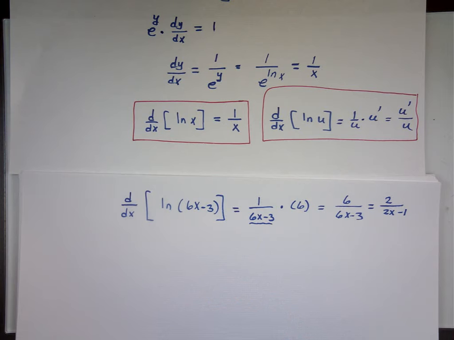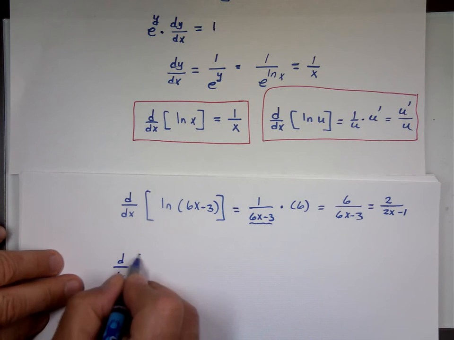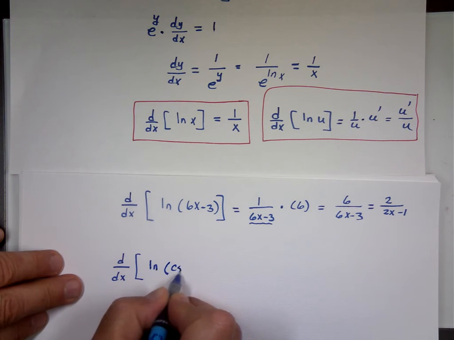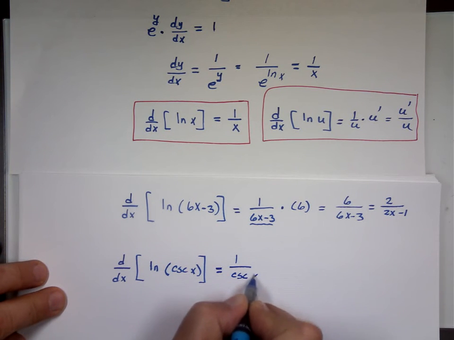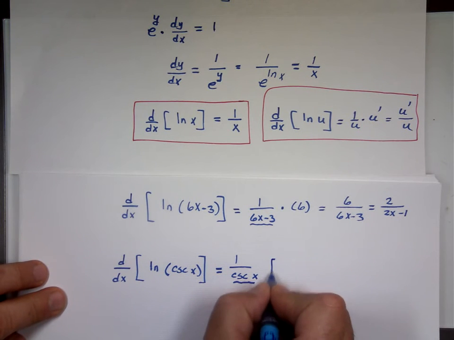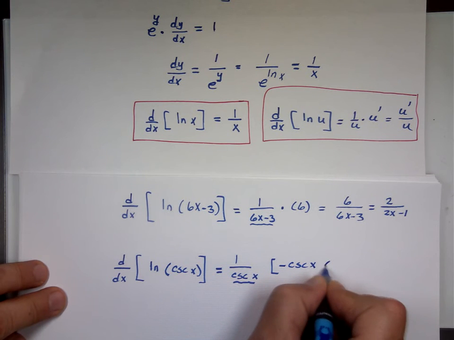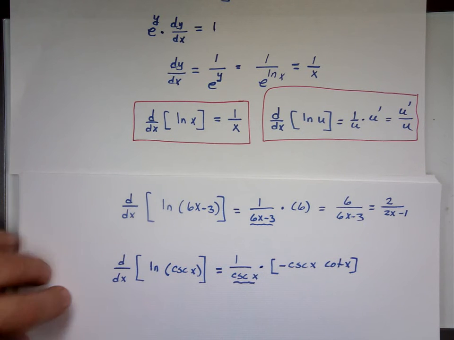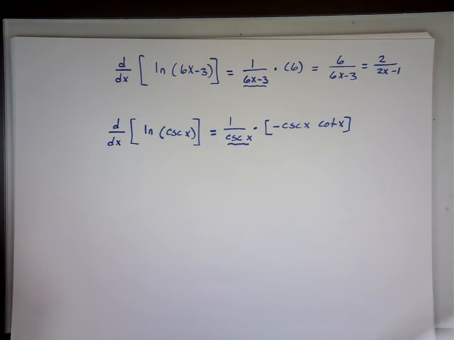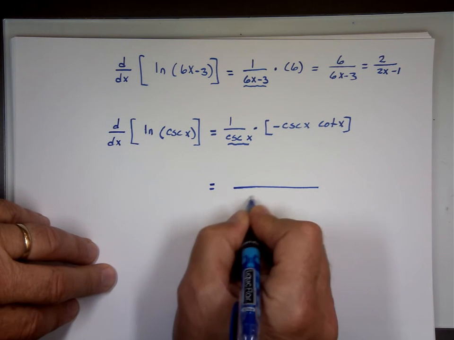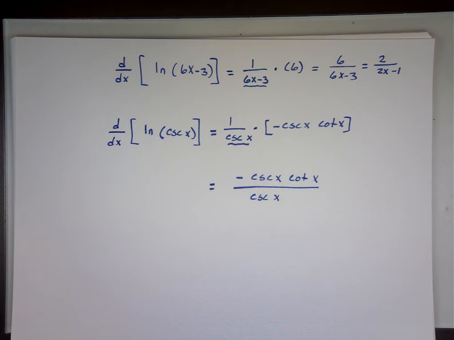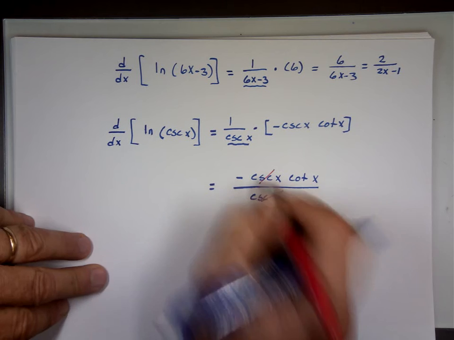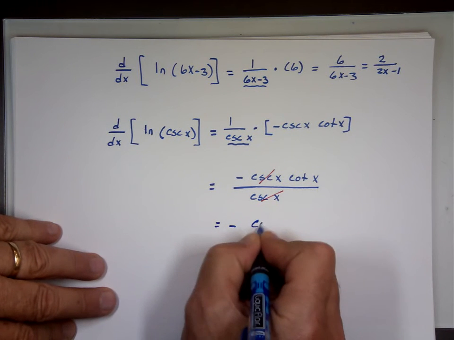What's the derivative of the natural log of cosecant x? So I put them together, keep bringing them. 1 over cosecant times the derivative of cosecant, which is what? Negative cosecant of x cotangent of x. Now, if you simplify that, negative cosecant x cotangent of x. And what's going to happen to the cosecant? They cancel each other out, and you end up with negative cotangent of x. So a problem like this, I'm sure they're going to ask you to simplify it, because it's not that bad to simplify.